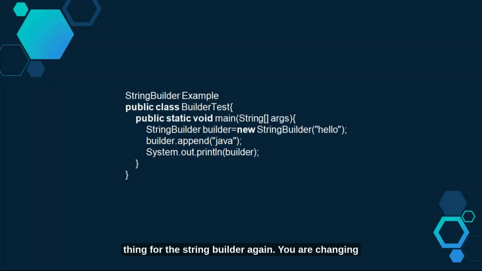Same thing for the string builder. Again, you are changing your object value. So StringBuilder builder equal to new StringBuilder("hello"). So now you are appending the value, builder.append("Java"). So what will happen? Your value will be changed. Okay, hello Java will come by the builder. So no difference in the outcome.